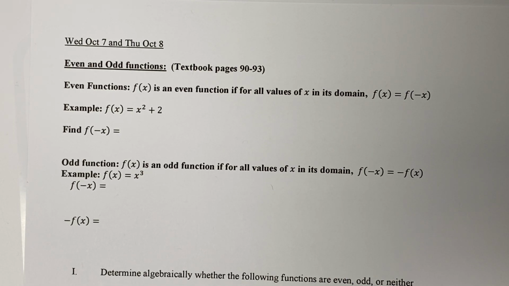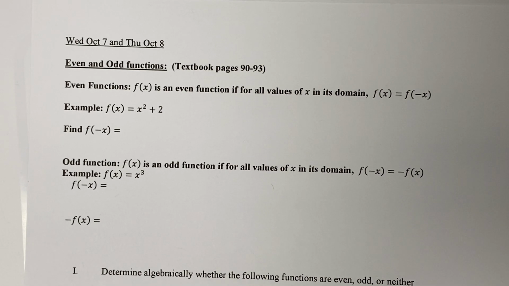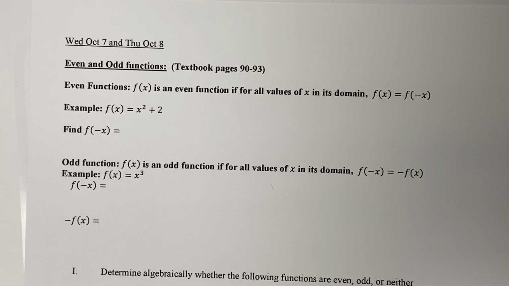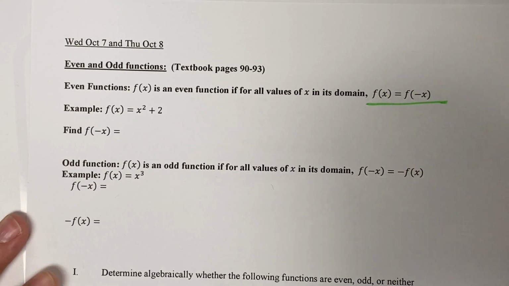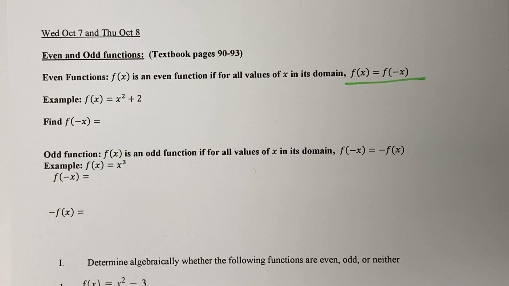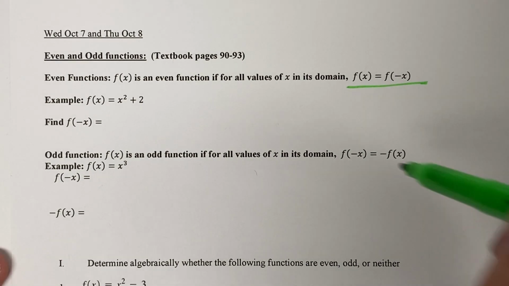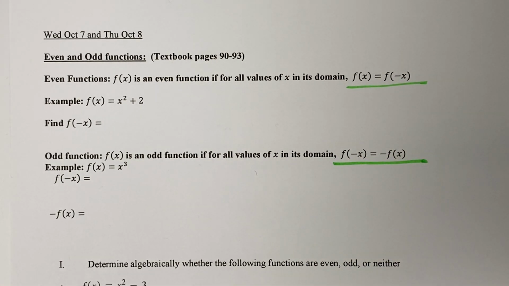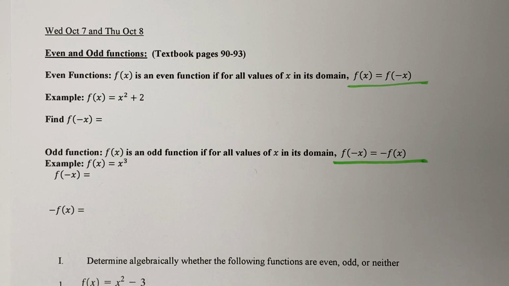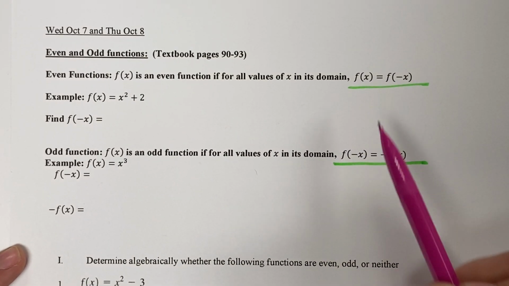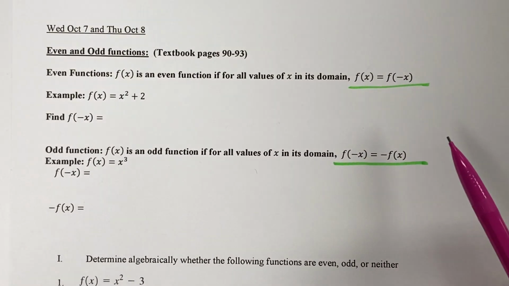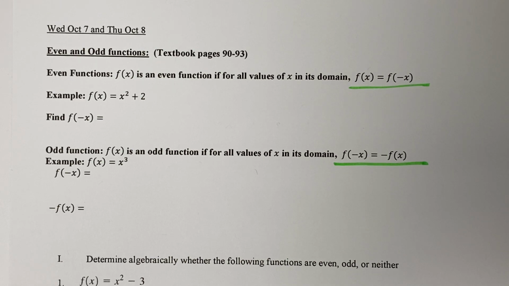So if your, let me get a highlighter. If your function is even, algebraically, f of x will equal f of negative x. If your function is odd, f of negative x will equal negative f of x. So that's what we're looking for. So what we're gonna do is take your equation, figure out each of these values, and then see which ones are equal to determine even or odd.